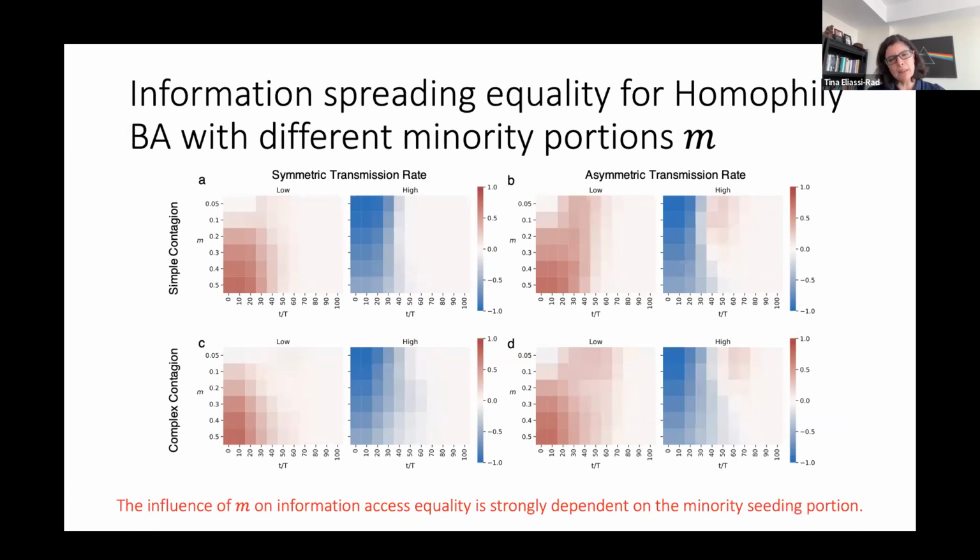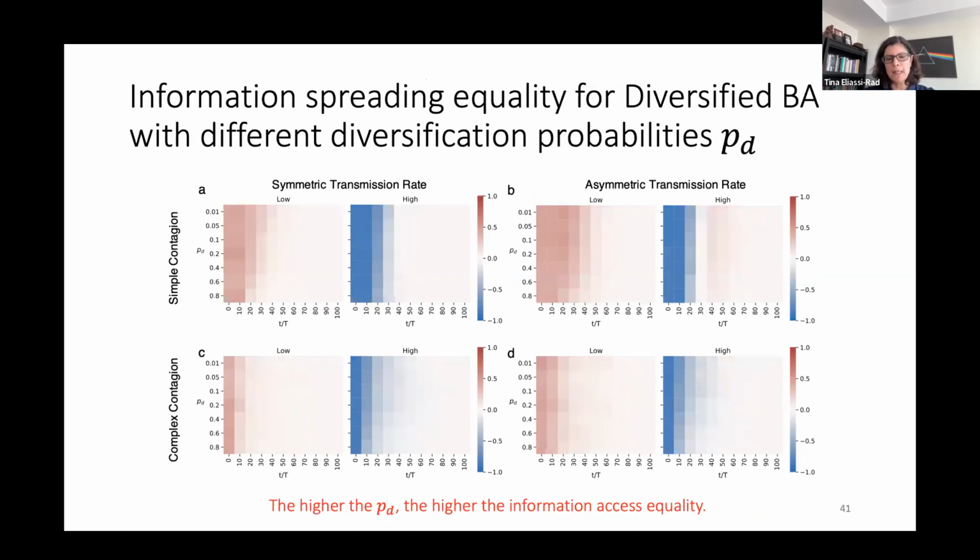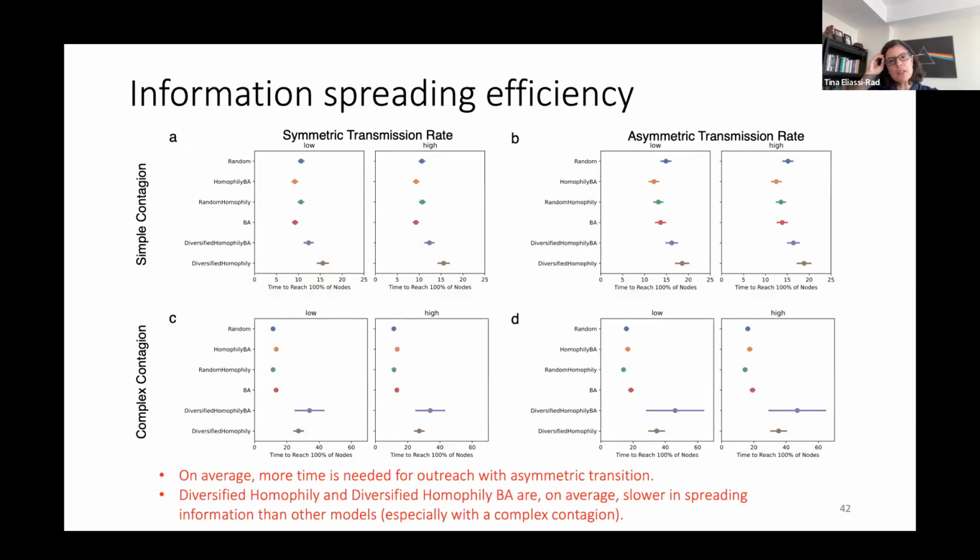We also looked at the minority portion. The influence of this M, the minority portion, is strongly dependent on the minority seeding portion. Like how much of your minority nodes are you going to seed to then reach information access equality? We also looked at the diversification probability, and obviously the higher the diversification probability, the lower segregation you have, the higher information access equality you're going to have. We also looked at efficiency. So initially I told you that one of the takeaway messages was that there is a trade-off between efficiency and access equality in certain conditions.